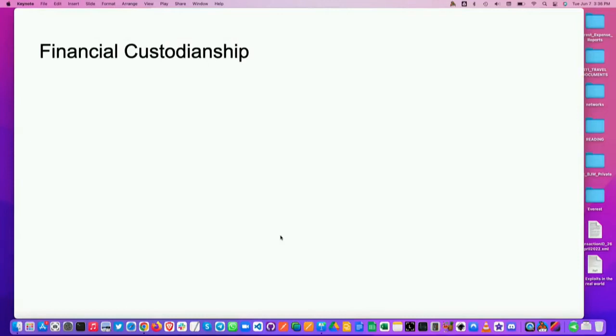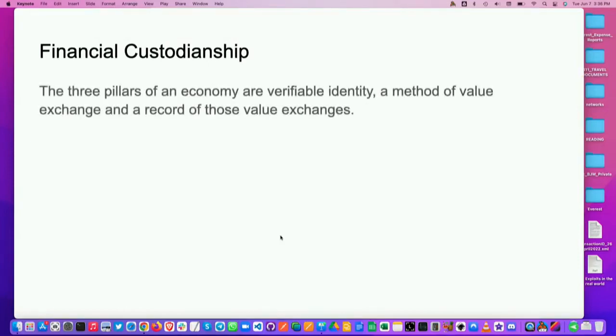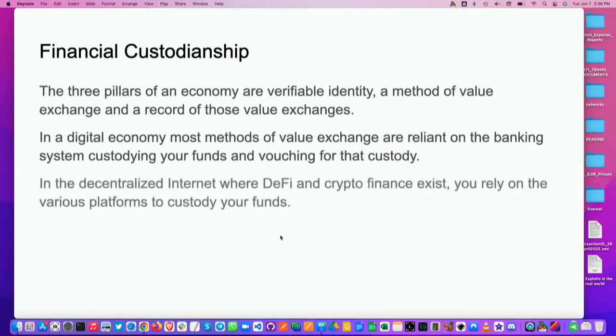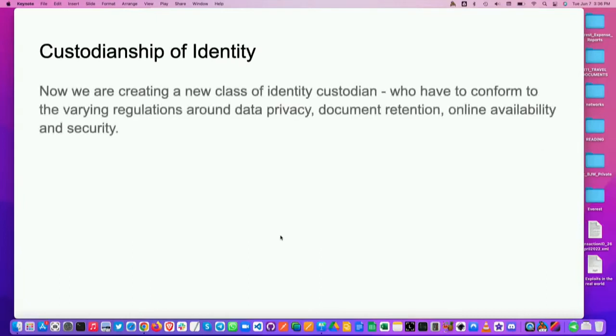The three pillars of an economy are verifiable identity, a method of value exchange, and a record of those value exchanges. In a digital economy, most means of value exchange are reliant on the underlying banking system custodying your funds and vouching for the custody of those funds. In the decentralized internet, where DeFi exists, you're relying on the various platforms to custody your funds. Now we're creating a whole new class of identity custodian, something that never existed before.